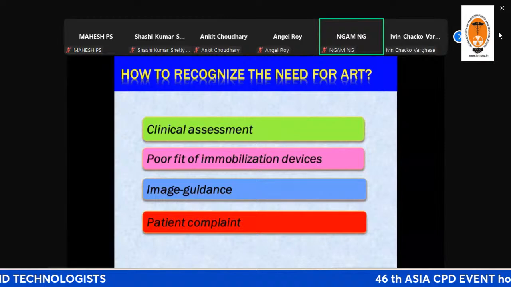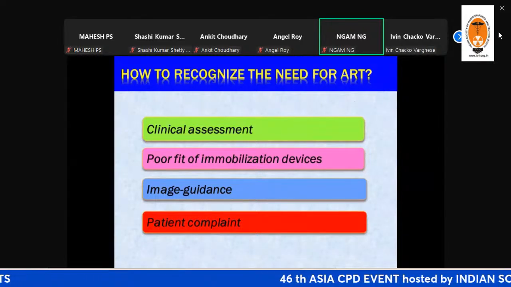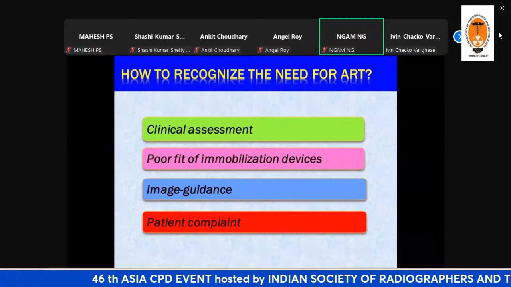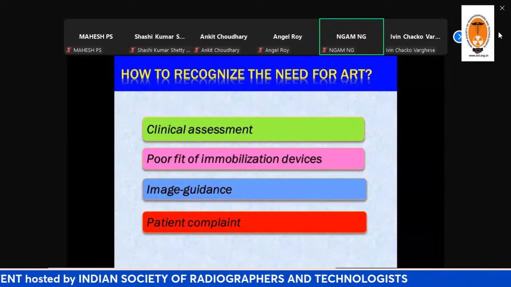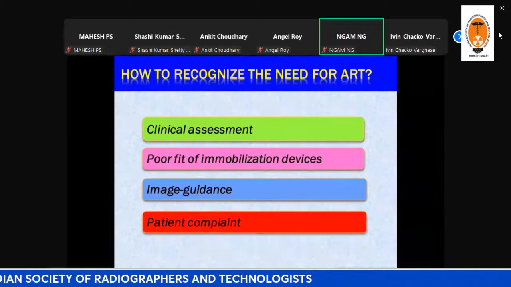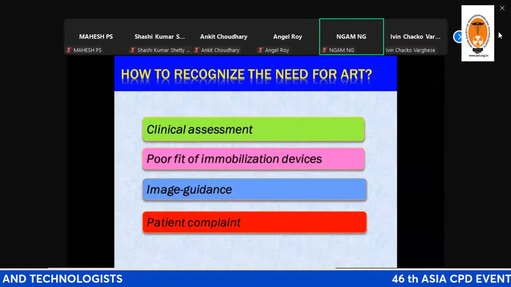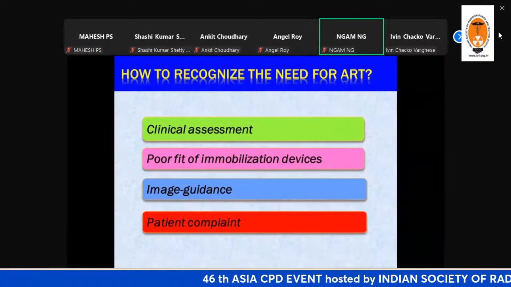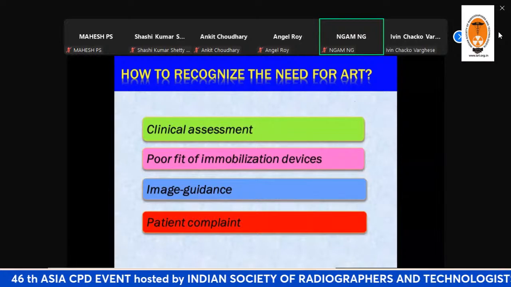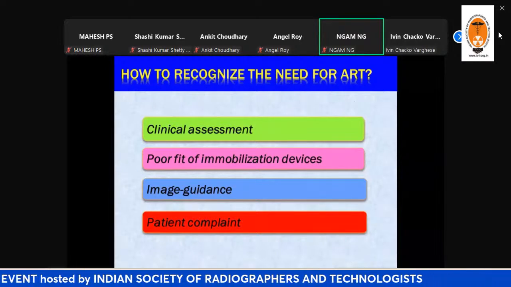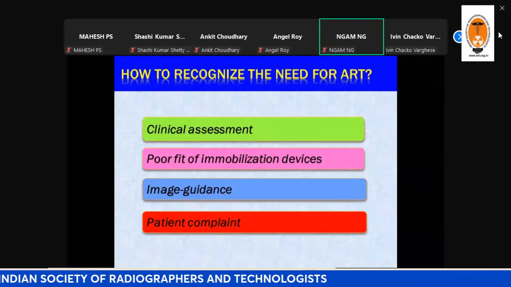So these can be detected through image guidance. The image guidance tool should be an integrated part of the LINAC machines. Then only can we recognize the need for ART. And then there is patient complaint. Maybe the patient is complaining of pain on the other side, saying he's developing pain from metastases in the bones. If he complains, then we have to see what decision to take at that time.